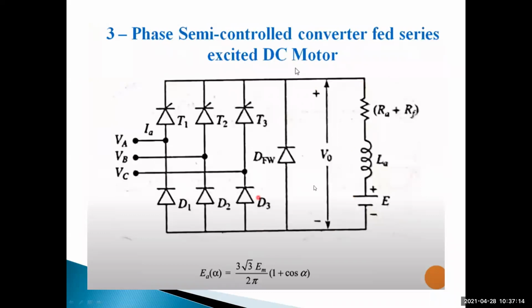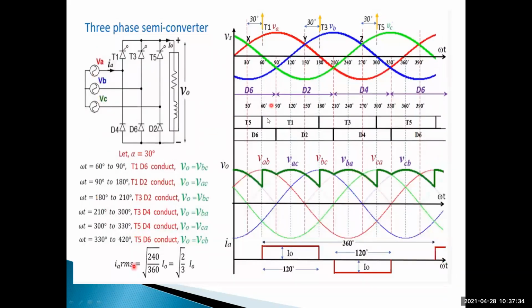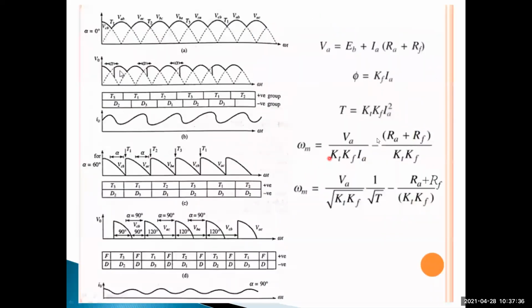The semi-converter concept is the same. This is the average output voltage. The converter is the same; here the drive is a separately excited motor, while this one is a series motor. Only that is different. I've already explained this in semi-converter operation. Only these equations change, for the series motor, the DC series motor.